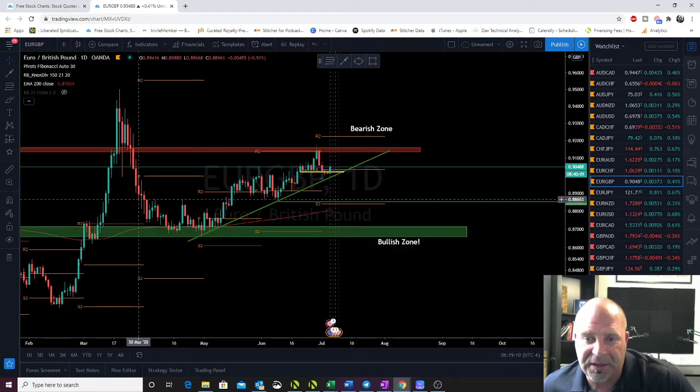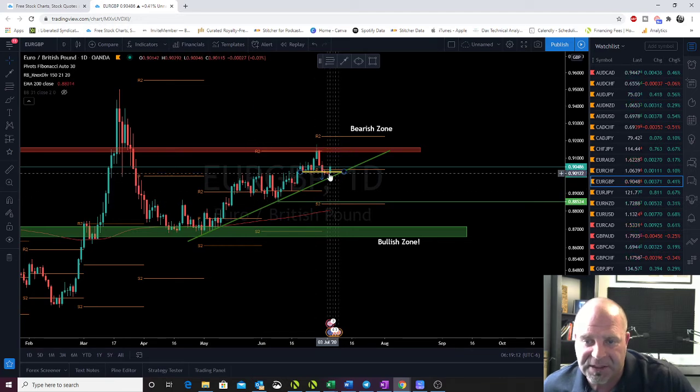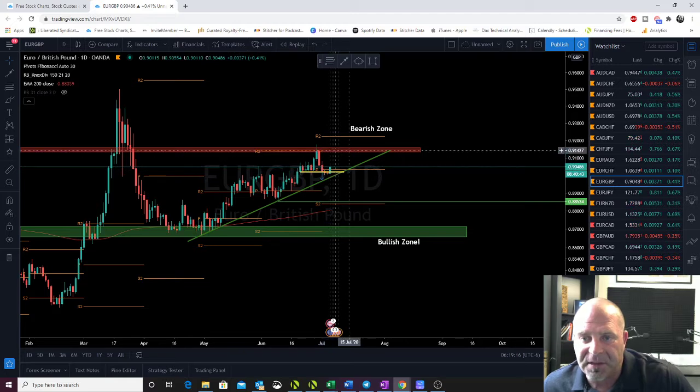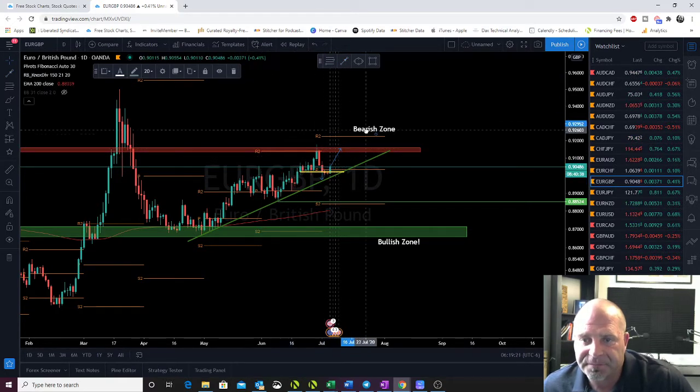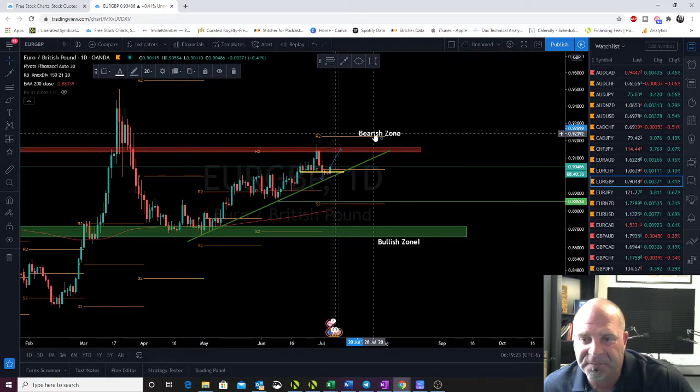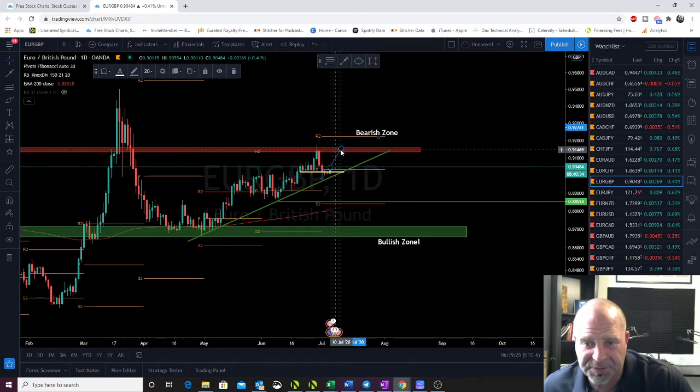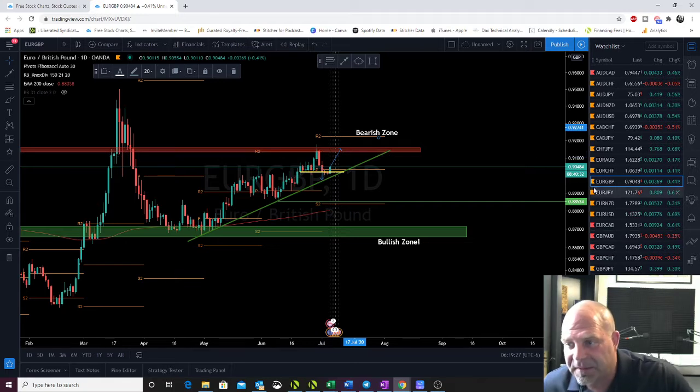Euro GBP. So we have this trend line. It looks like we're starting to respect it right off of our make or break zone. So I'm going to see what happens here. I want to see what happens here. We have a possible sell setup coming.